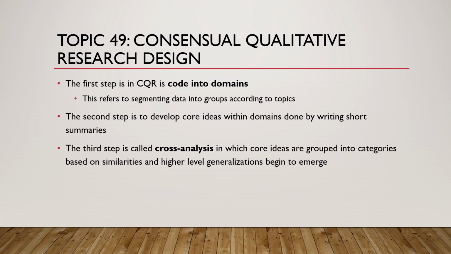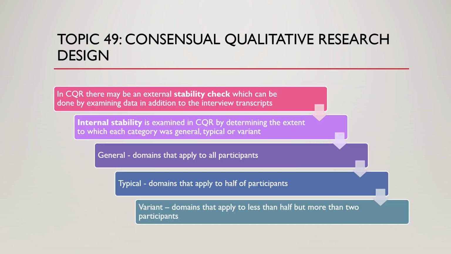The first step in CQR is coding into domains. This refers to segmenting the data into groups according to topics. The second step is to develop core ideas within domains, done by writing short summaries. The third step is called cross-analysis, in which core ideas are grouped into categories based on similarities and higher-level generalizations begin to emerge. In CQR, there may be an external stability check, which can be done by examining data in addition to the interview transcripts.